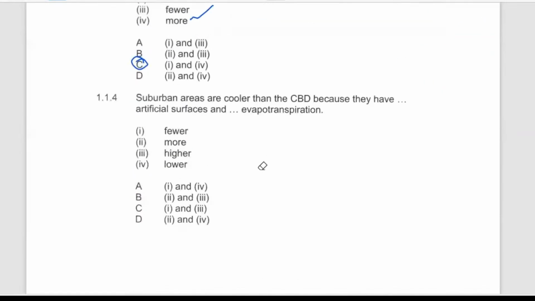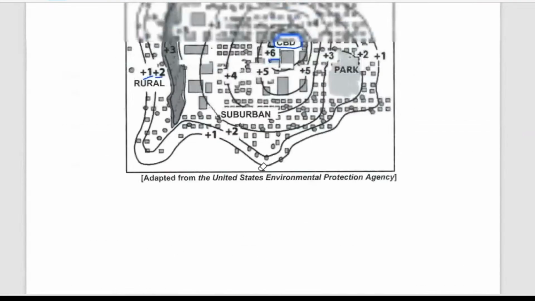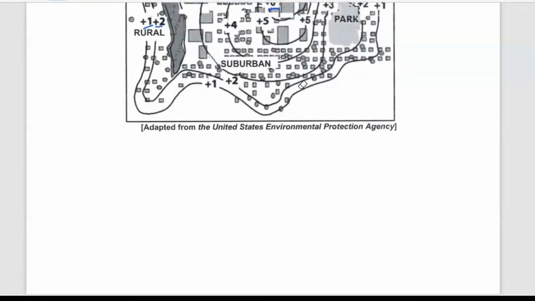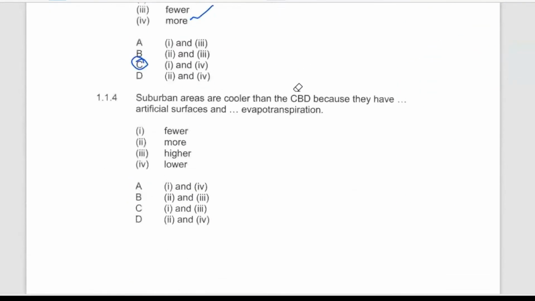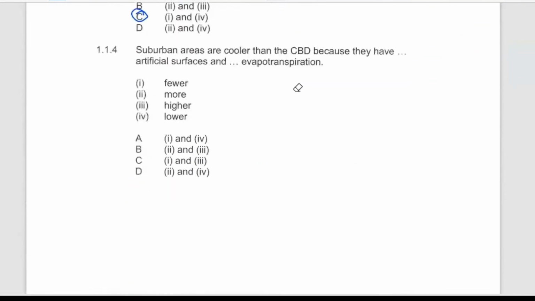1.1.4, it says the suburban areas are cooler than the CBD, right? If we look at the suburban areas on our illustration, our suburban is here. The suburban area is slightly cooler than the CBD. The isotherm reading is +6 close to the CBD, and around here it is positive 4, in between positive 4 and positive 3. So we are seeing that the suburban area is cooler compared to the CBD. Right, let's analyze the question. The suburban areas are cooler than the CBD because they have dash artificial surfaces.